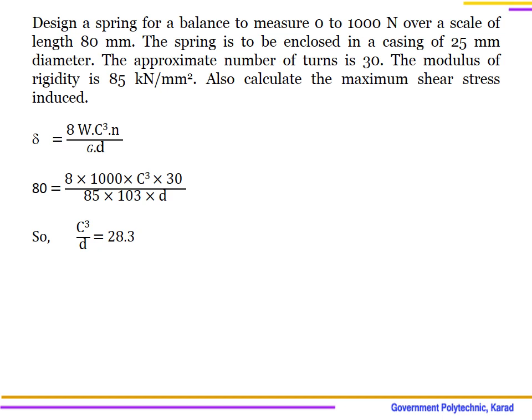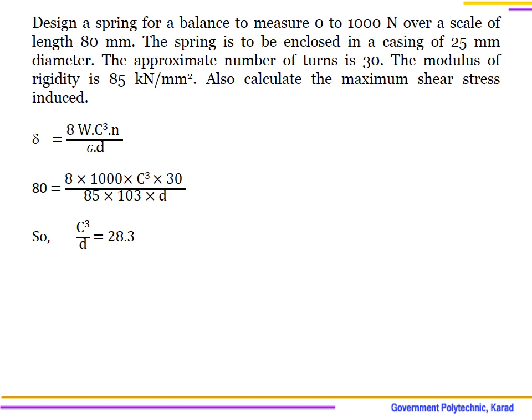The spring is to be enclosed in a casing of 25 mm diameter, which means the spring is to be placed in an enclosure of 25 mm maximum diameter. That means the outer diameter of the spring should be up to 25 mm, not equal to or more than 25 millimeter. So we will be trying to keep the outer diameter below 25. The approximate number of turns N is given as 30. Modulus of rigidity G is given as 85 kilonewton per mm square. We are supposed to calculate the maximum shear stress.